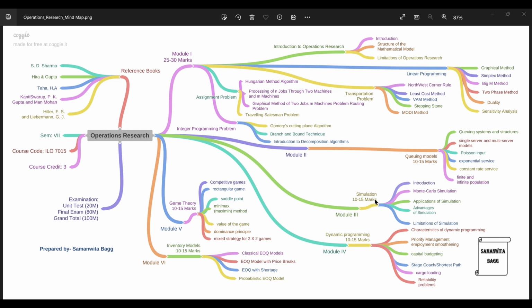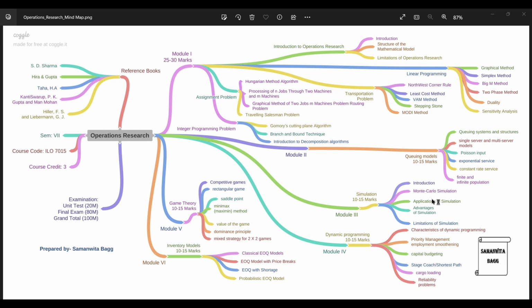Module 3 topic is simulation. Again, this topic can be asked for 10 to 15 marks, 10 marks numerical and a 5 mark theory question. This topic has various subtopics like introduction to what is simulation, Monte Carlo simulation, the applications of the simulation technique, advantages and limitations of the simulation technique.